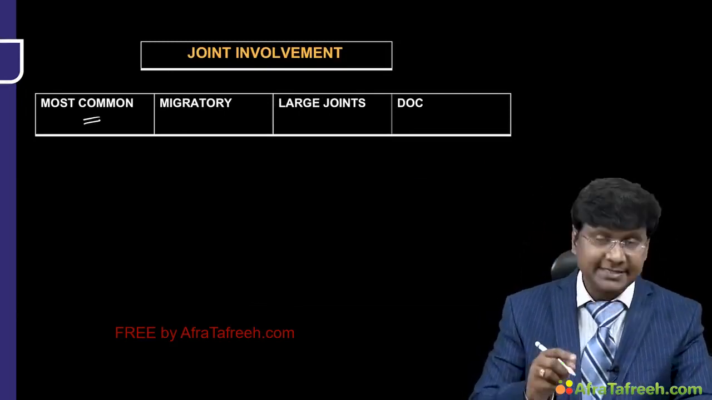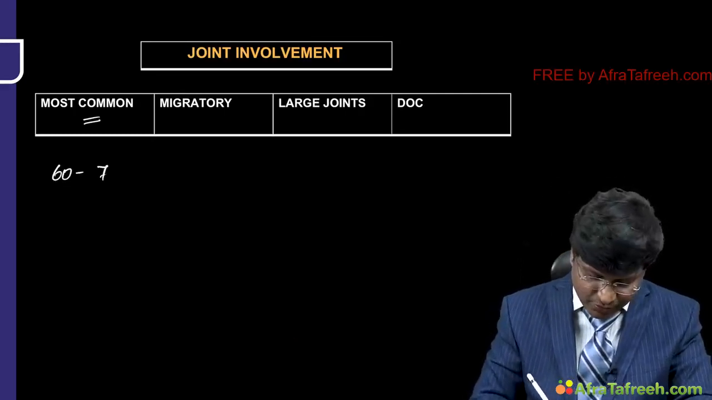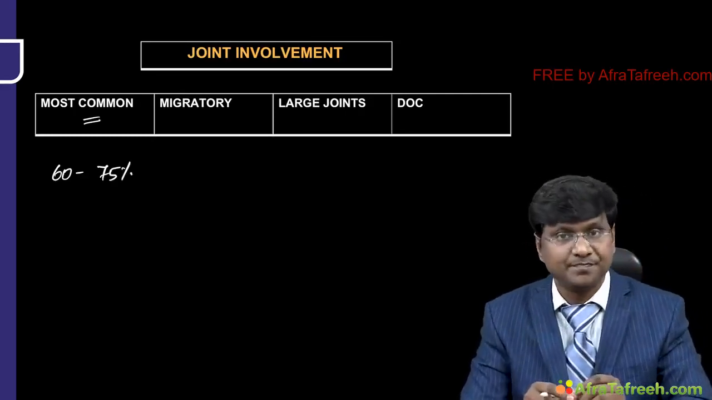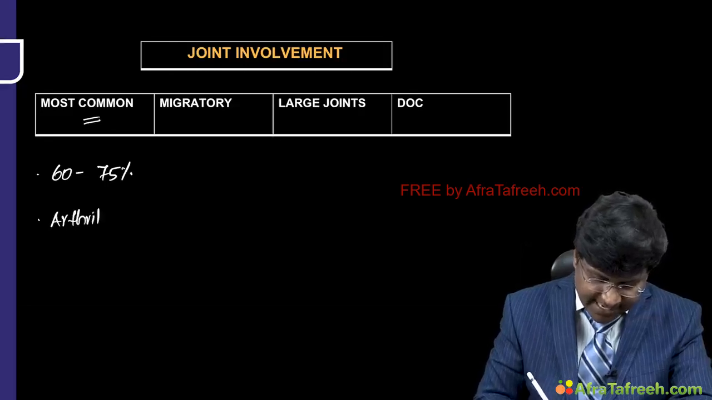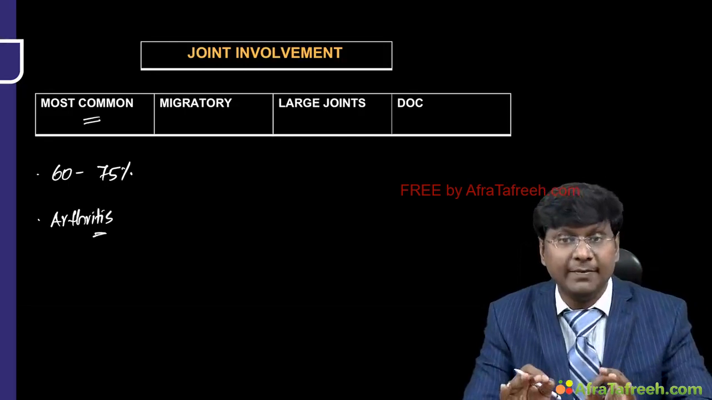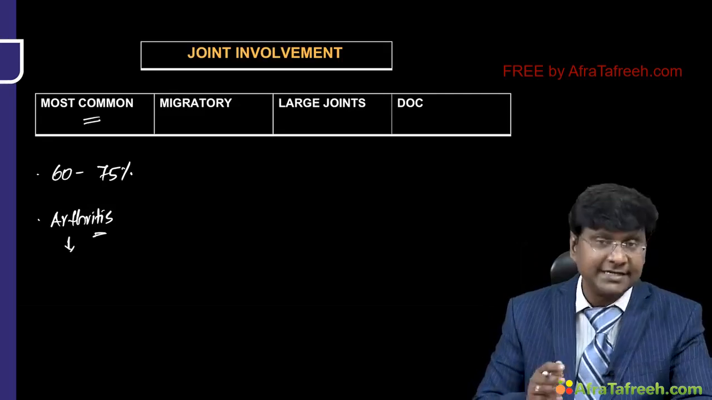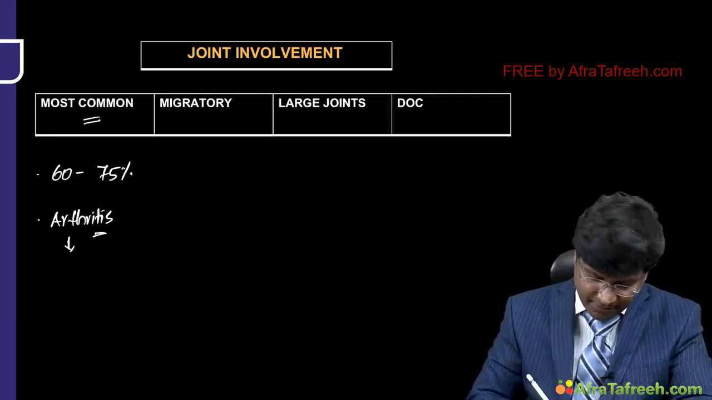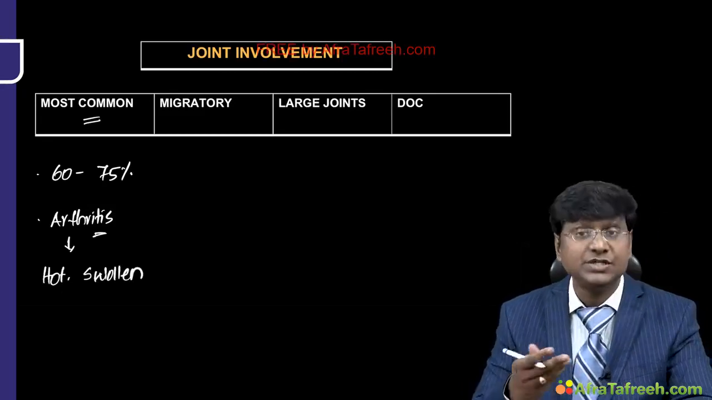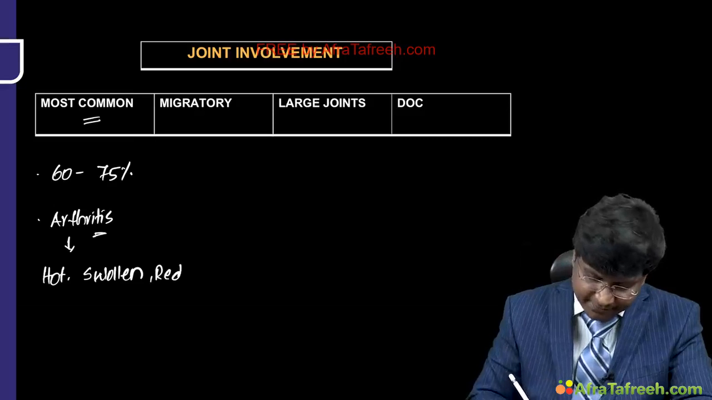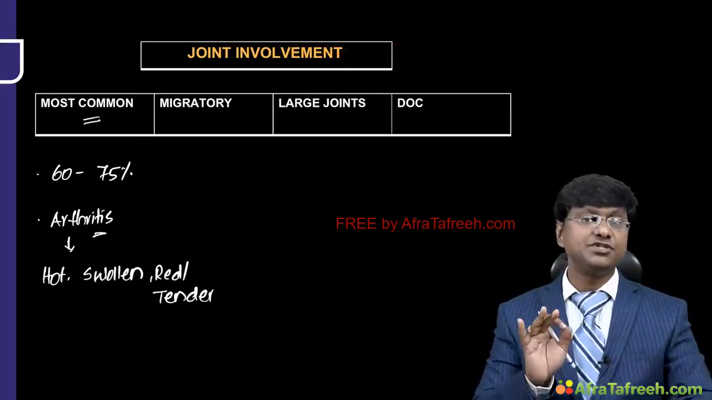In fact, the joint involvement is most common. It is seen in nearly 60 to 75% of patients, right? And this joint involvement will be in the form of arthritis, and the arthritis you are observing will be migratory arthritis. In the affected joints, the joint will be hot, swollen, red, or even tender. So this will be the description of the joint which is being affected.